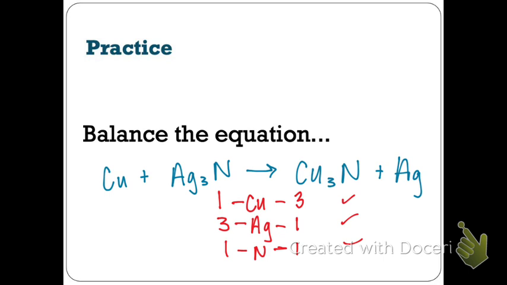Okay, but right now that's not the case because it's saying that I'm putting in 1 copper, but yet after my reaction I have 3 coppers. That's not possible, right? Copper can't come from nowhere. So I need to balance my equation.